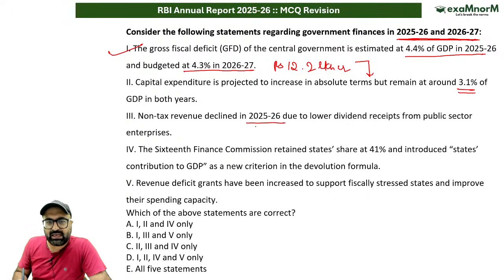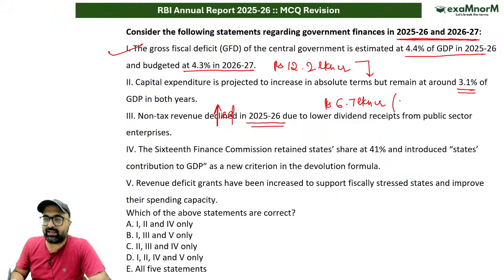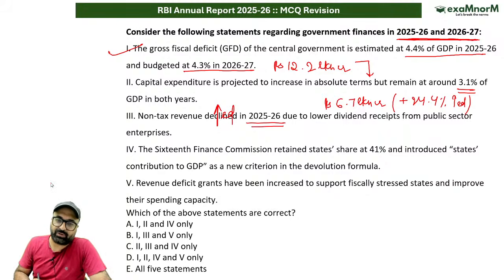Non-tax revenue declined in 2025-26. This is wrong. Non-tax revenue has rather increased in 2025-26. The total non-tax revenue collected is 6.7 lakh crores, and it has increased by 24.4%.